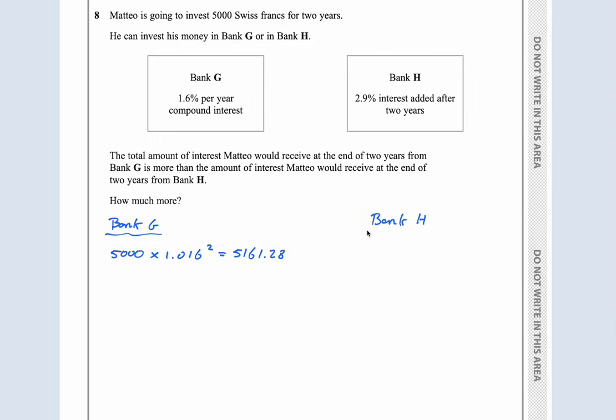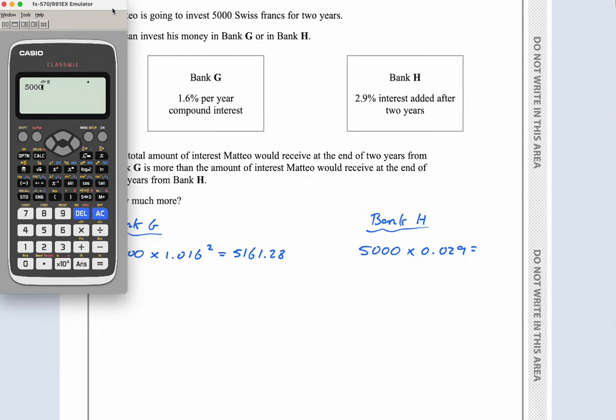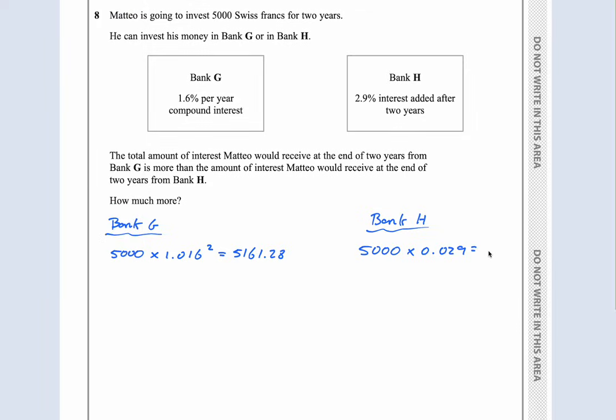Bank H, this isn't compound interest, guys. This is just 2.9%. So that means he puts in 5,000 and then he'll get 2.9% of this. So this times 0.029 to get my 2.9%. 5,000 times 0.029, which is 145.